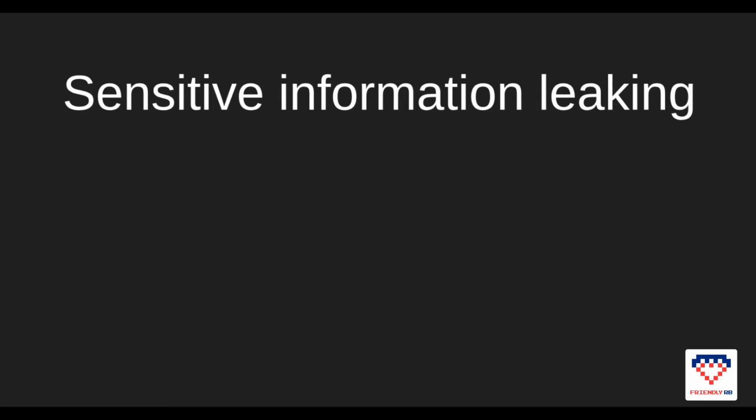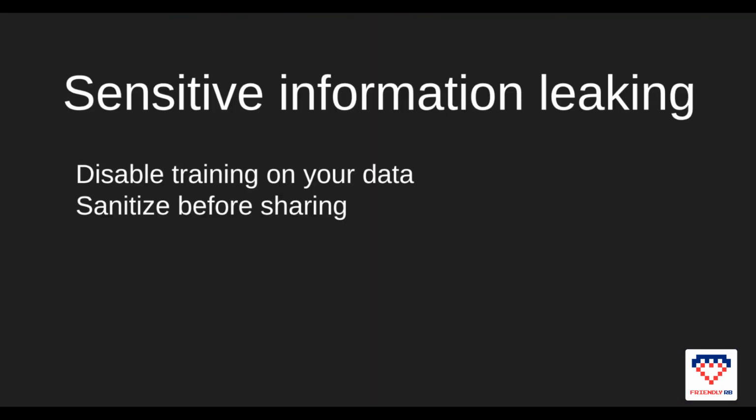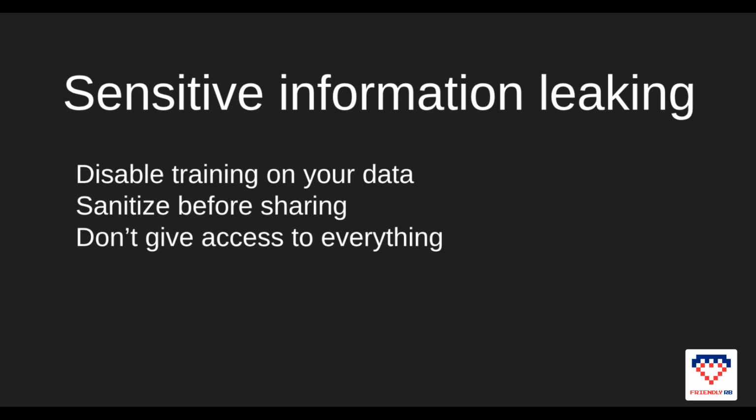Another issue with LLM-assisted coding is sensitive information leaking. Whatever you feed to an LLM, they might use it for training. So if your API keys or any business secrets are shared with an LLM, they might be leaked to someone else. The way to mitigate this is you can disable training on your data, but I don't really trust these providers. So additionally, I recommend you to sanitize your code before sharing, so no secrets are leaving you. And you don't need to give the LLM access to everything. It doesn't need your API keys, for instance, to operate. And the best way to mitigate this is to self-host models, but that's not really easy.